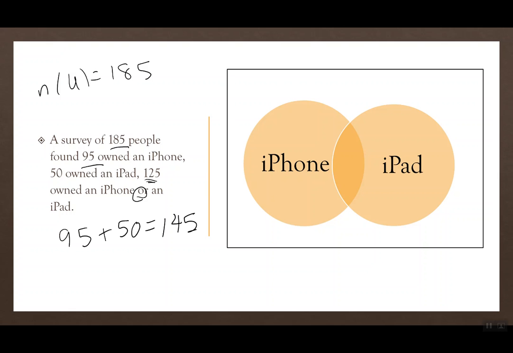But what do we know? It's only supposed to be 125. So once again, we are subtracting 145 minus 125. That gives me 20. That's my starting place. That's the intersection.